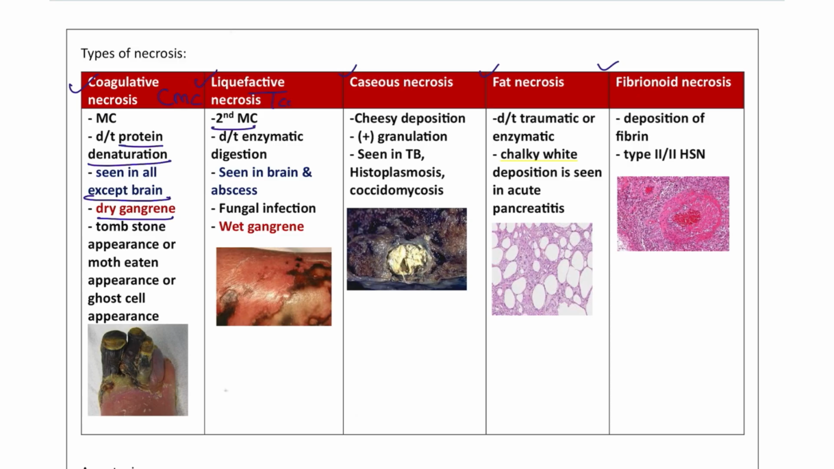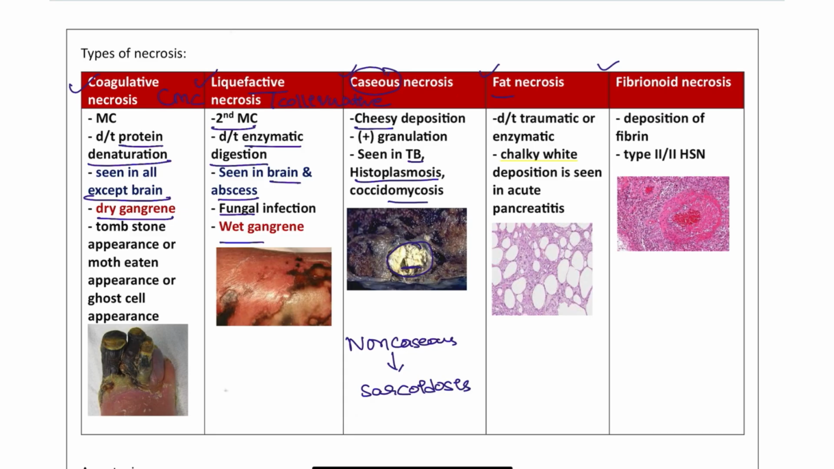Liquefactive is also known as colliquative, and this is due to enzymatic digestion, seen in the brain and in abscesses, fungal infections, and wet gangrene is one of the examples. Caseous necrosis is also called cheesy necrosis. This cheesy necrosis is seen in TB, histoplasmosis, and coccidioidomycosis. Non-caseous, what about non-caseous? Non-caseous is seen in sarcoidosis.